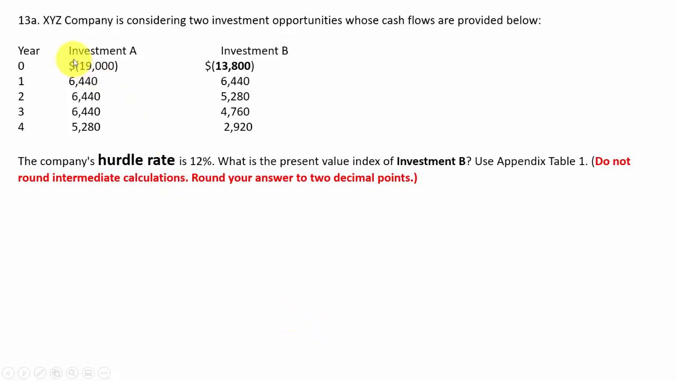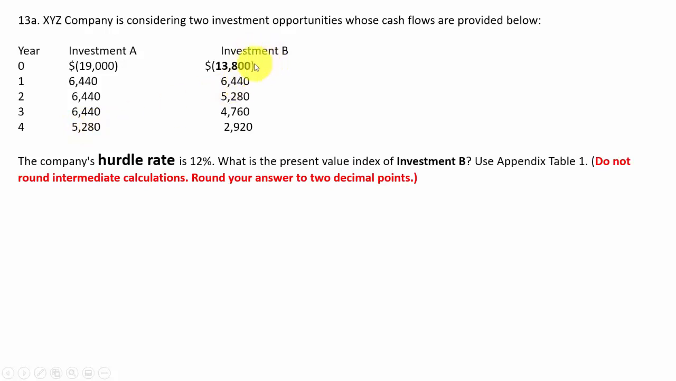Our next question: XYZ company is considering 2 investment opportunities whose cash flows are provided below. We have investment A, where they're going to invest $19,000 and you're going to get back 4 years worth of cash flows, and they're all even except for the last year, which is a different amount.